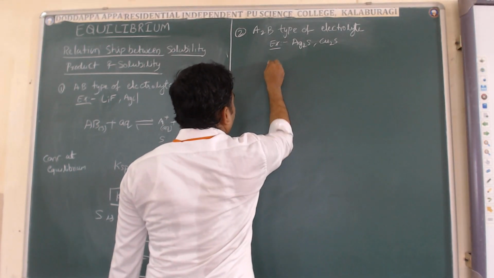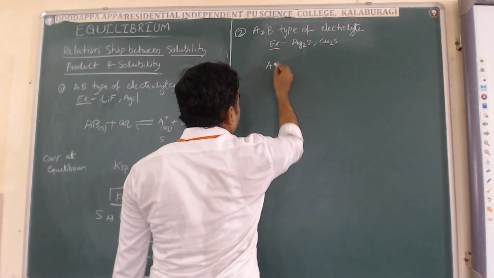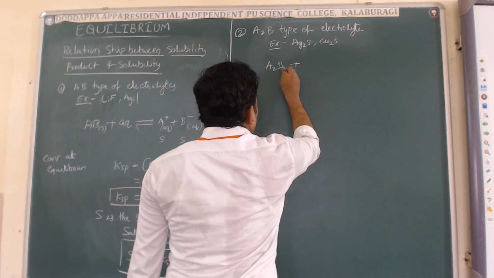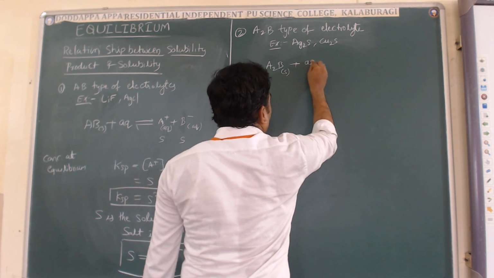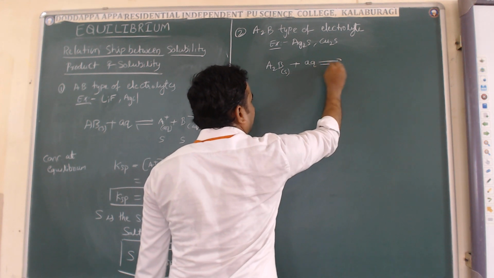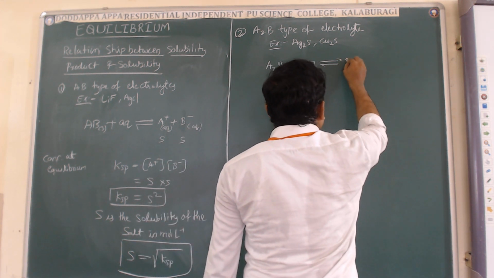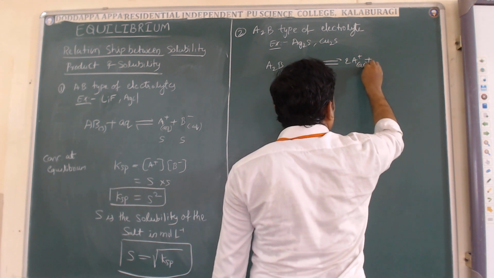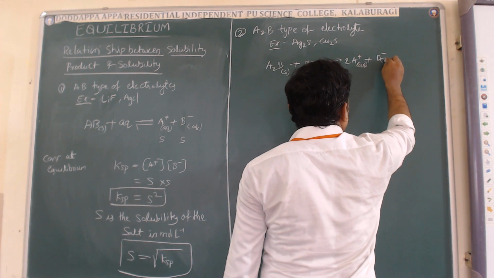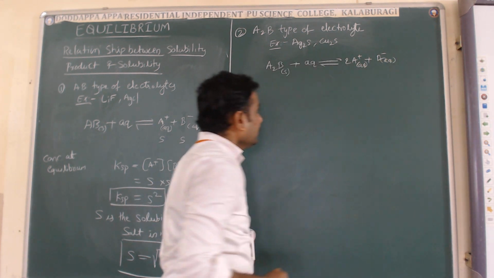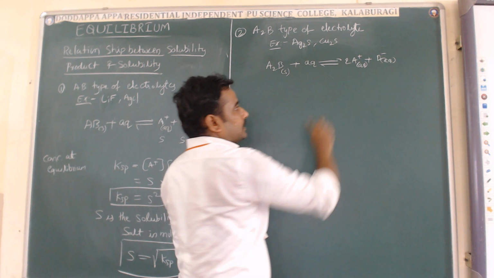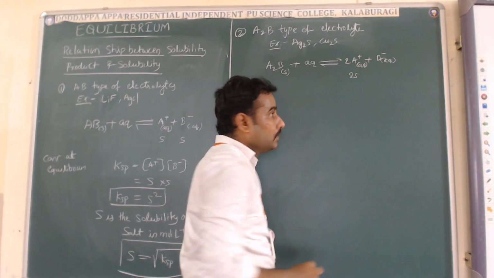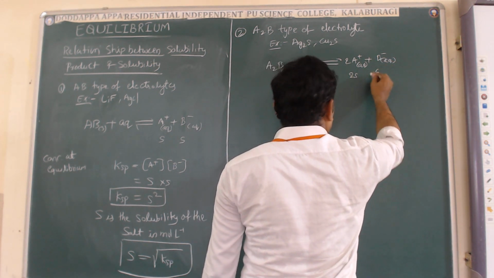How does the A2B type of electrolyte undergo dissociation? When you are adding the solid to water, it gives 2A plus in the aqueous form, and it gives B minus, also in the aqueous form. 2A plus means you write 2S. And since only one B is there, you write only S.